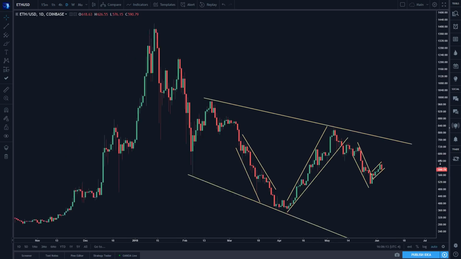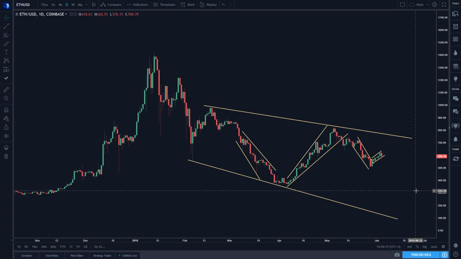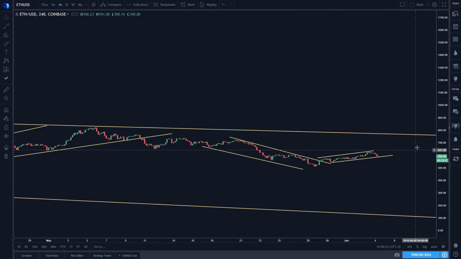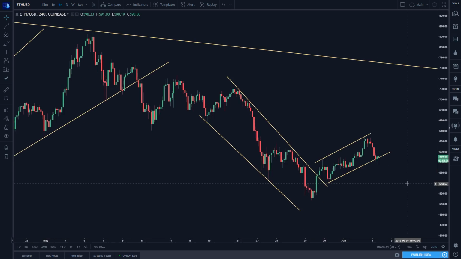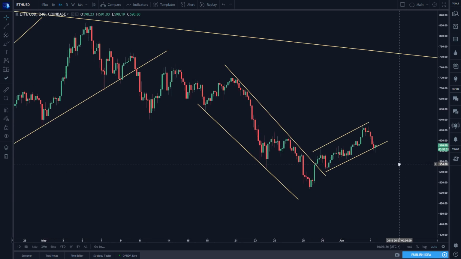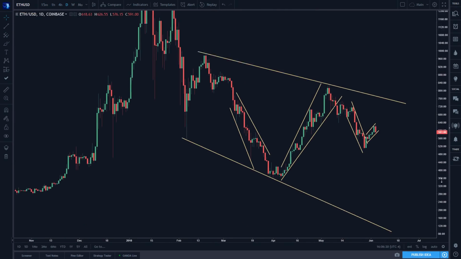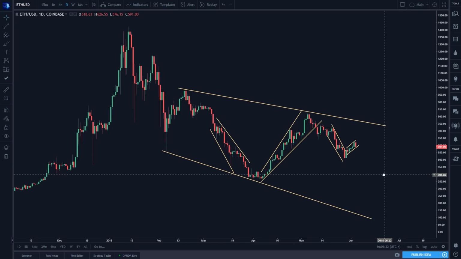So that's Bitcoin. I wanted to look at a couple others here and not just Bitcoin, because I think you may want to trade other things as well. And obviously there is some correlation between Bitcoin and Ethereum, but they move independently and they do different things. So if you just look at the daily chart, Ethereum looks very different.